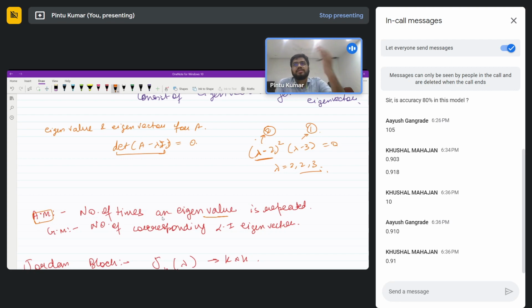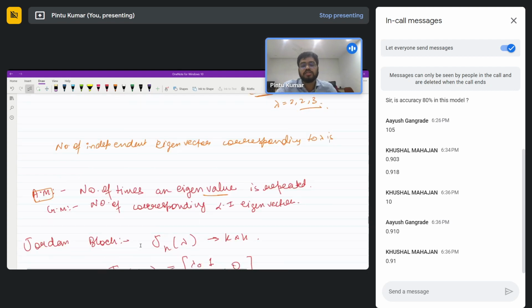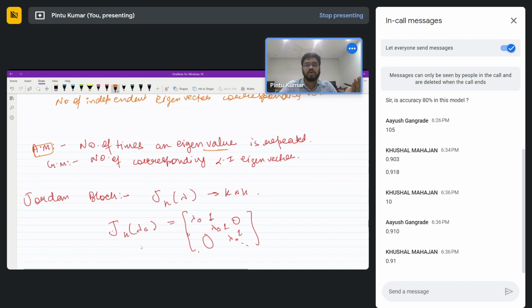Okay. Now the next step you used to do is to find the eigenvector corresponding to every eigenvalue. Okay. Now the number of independent eigenvectors corresponding to lambda is called its geometric multiplicity. Okay. So just a simple thing that it is called the geometric multiplicity. So if you had, let's say, 2 linearly independent eigenvectors you were able to find, then its geometric multiplicity would be 2. Okay.